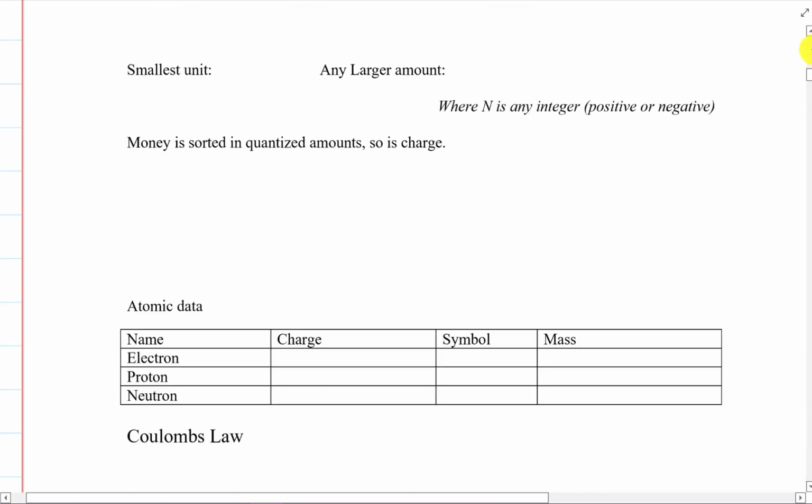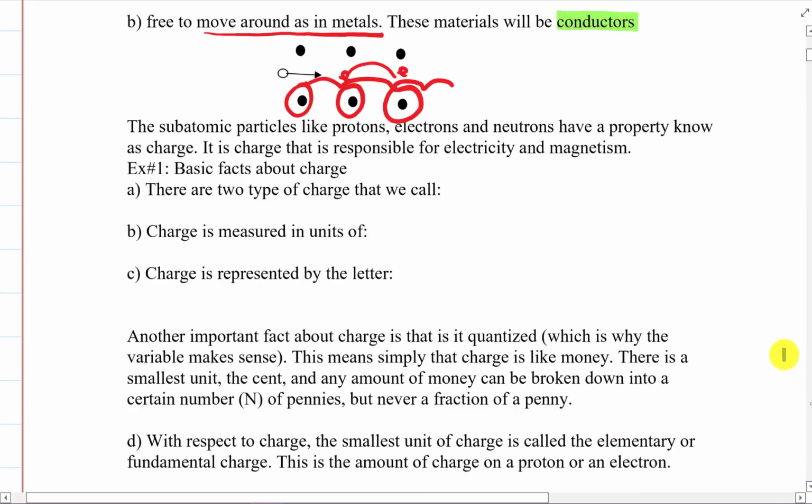Now, whoops, not too fast, here we go. The subatomic particles like protons, electrons, and neutrons, they make up everything, by the way, have a property known as charge. You probably already knew it, but all you had to do was recite it, you never could use it. Today we'll be using it. And it is this charge that is responsible for electricity. And my guess is you didn't know that these charges are also responsible for magnetism.